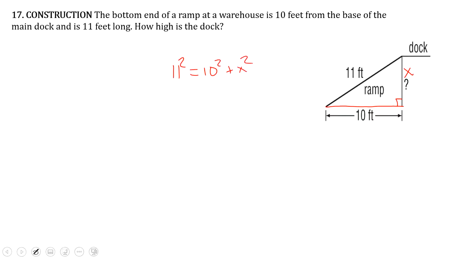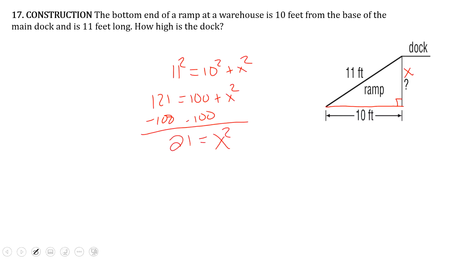We got 121 equals 100 plus x squared. Subtract 100 from both sides. I end up with x squared equals 21. What an ugly number to take the square root of. The best part is we just take the square root of it.